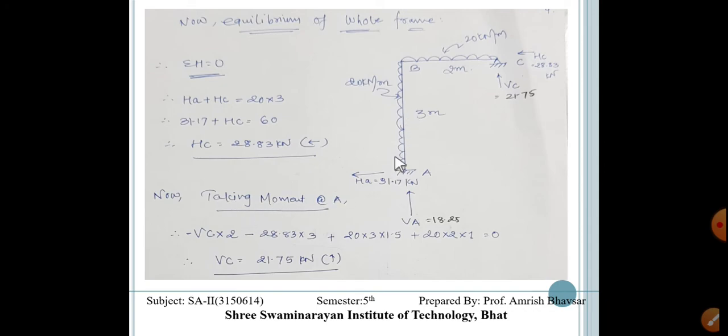Now taking moment at A, somewhere here we are taking moment. So what we will get? We have VC into 2, this is anti-clockwise. Now this HC into 3, so it is anti-clockwise. And here 20 into 3 into 1.5, it is clockwise, and this is again clockwise, 20 into 2 into 1, it is 0. So we will get VC is equal to 21.75. It is also positive. So our assumed direction of VC is plus, means it is upward.